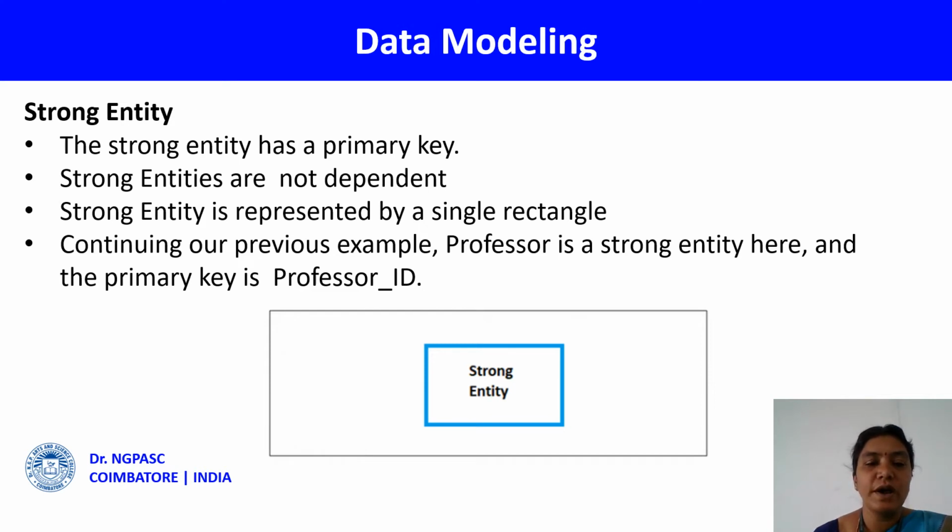So here strong entities will not be dependent on other entities, and the strong entity is represented with the help of a single rectangle. So if you are taking the previous example professor, here professor is the strong entity and the primary key is the professor ID. So I can represent my strong entity with the help of a rectangle.